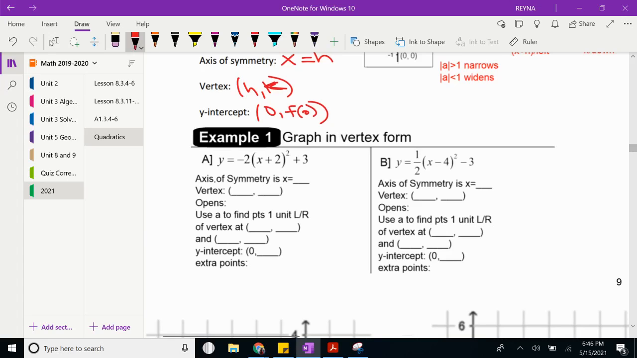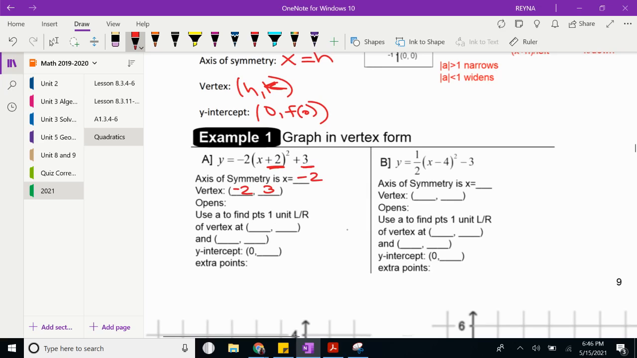Okay, so for my axis of symmetry, we would say x is equal to my h. So we got my h and my k. If you notice in the original equation, it says x minus h. So that means we're going to have to change the value of this 2. It's not going to be a positive 2, it's actually going to be a negative 2. So my x is negative 2, and then for my vertex, we use negative 2, which is my h, and then my k is 3.